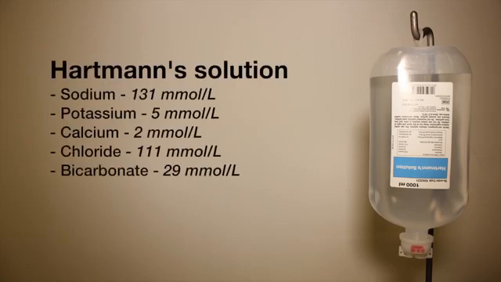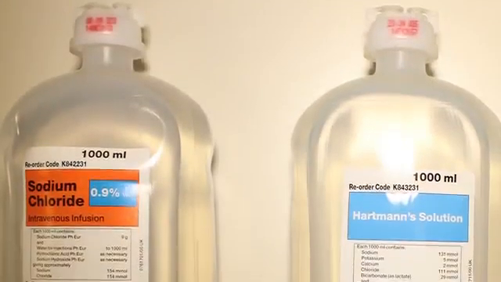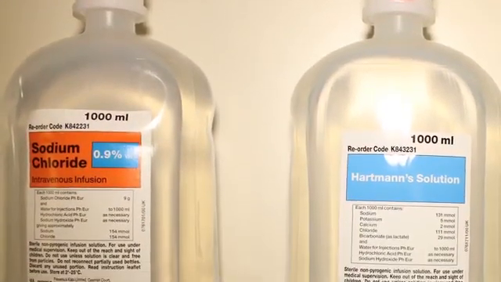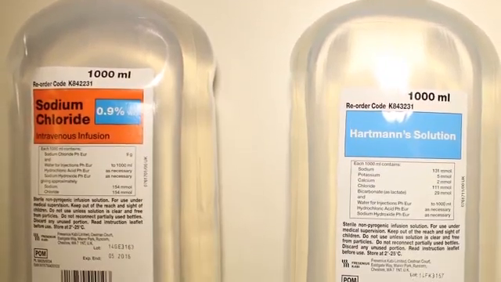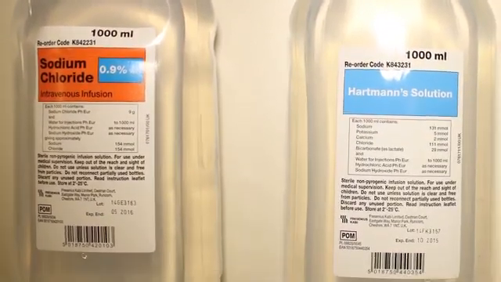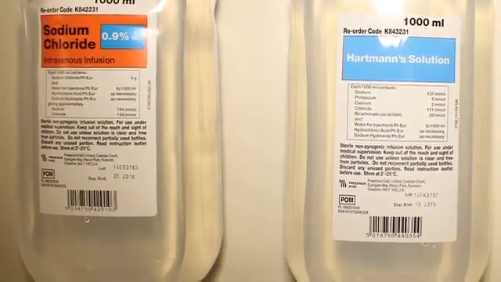Hartmann's solution contains 131 millimoles of sodium, 5 millimoles of potassium, 2 millimoles of calcium, 111 millimoles of chloride, and 29 millimoles of bicarbonate in the form of lactate. These are all per litre. Hartmann's solution is more closely related to the body's normal composition than normal saline. Normal saline and Hartmann's are perhaps the most commonly used fluids and are used extensively in both resuscitation scenarios and as part of maintenance fluid regimes.